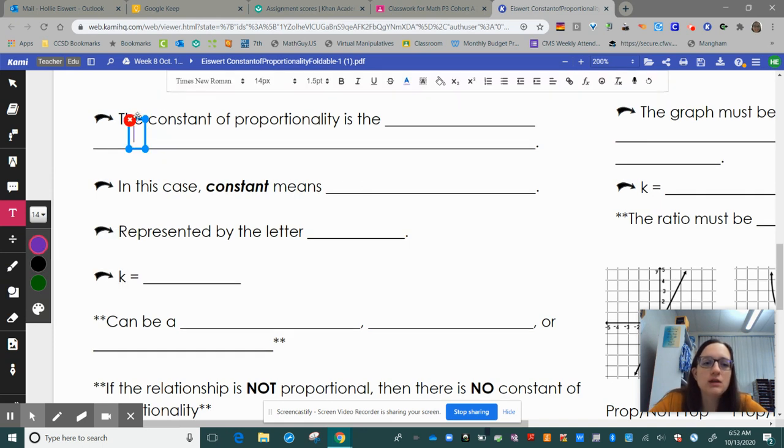Okay, here we go. So the constant of proportionality is the constant ratio of y to x. Every time it's y to x, y to x, because I said so. So don't mix those variables up. It's always the ratio of y to x. And it'll make a little bit more sense as we go through with a few different ways.